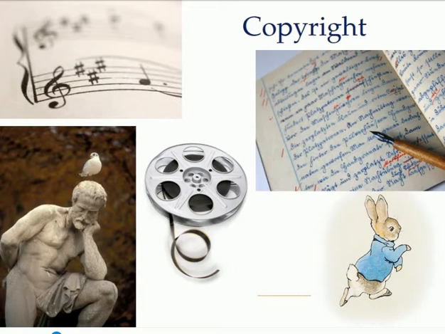So moving on then, copyright. Copyright's all about protecting artistic and literary works. So we've got some examples up here: some sheet music, some film, there's a sculpture, there's a picture of Peter Rabbit, which I'll talk about a little bit more in a minute, and a book as well. So these are all examples of copyright, or copyrightable material.